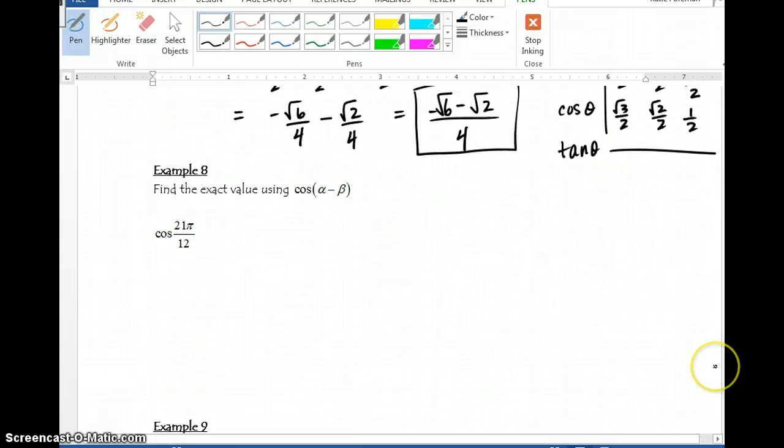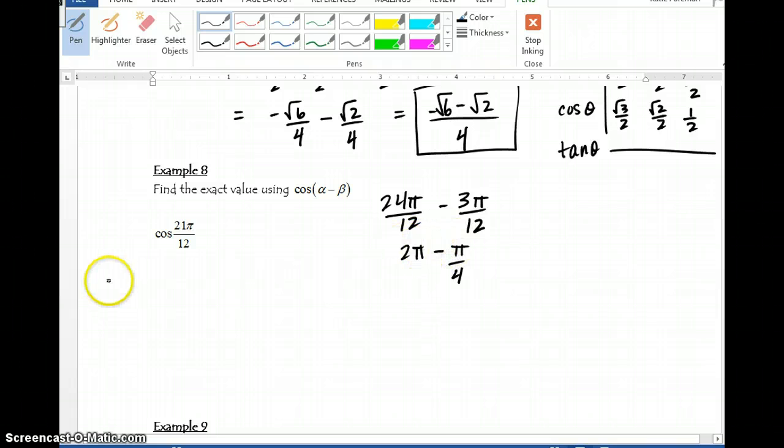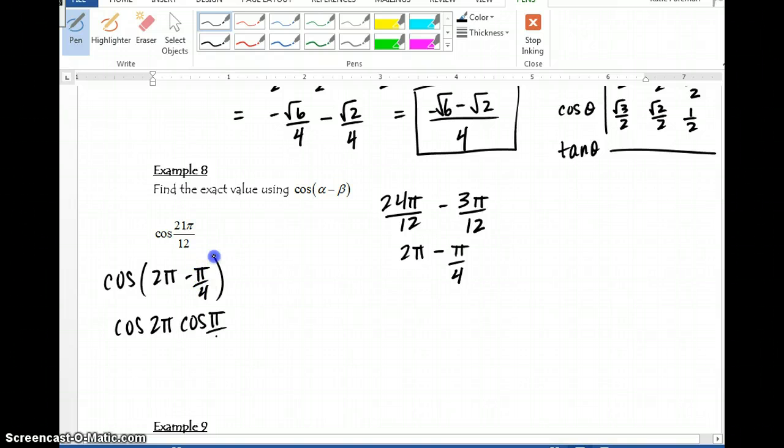Okay, 21 pi over 12, using the difference of alpha plus beta. You might spend a little time finding some combinations, but I know 24 minus 3 would give me 21. When I look to reduce these, 24 divided by 12 would give me 2 pi. 3/12 reduces to pi over 4. So this will be nice and easy to use as well. 2 pi minus pi over 4, cosine of the first times the cosine of the second angle measure, change the operation, sine of the first angle measure times the sine of the second angle measure.